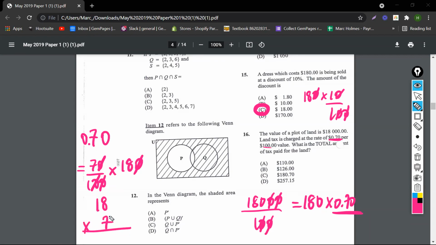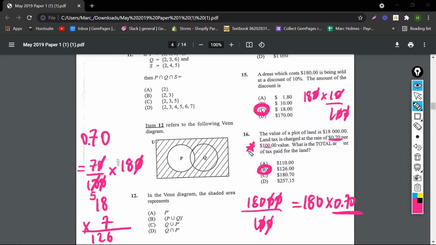I can multiply this out. 8 times 7 is how much? 7 times 7 is 49, plus 7 is 56. 8 times 7 is 56. And then 7 times 1 is 7 plus 5, which is 12, so 126. So my answer is definitely 126. This is how much it is.